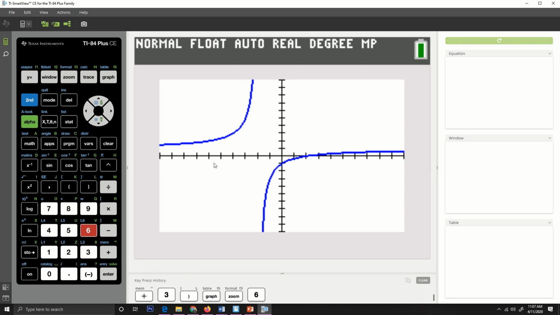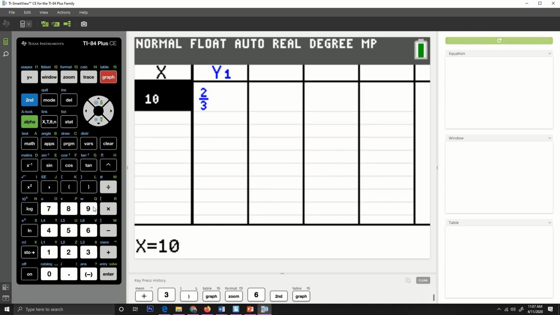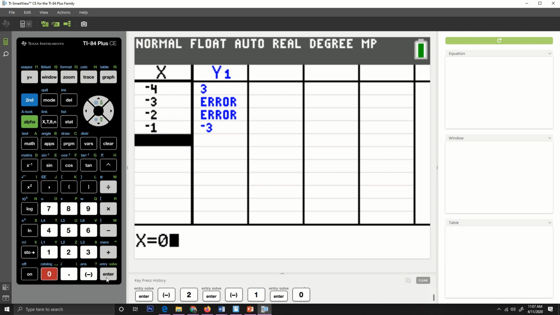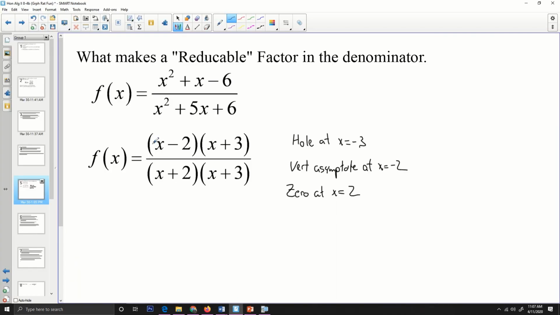All right, but to see where we're going to have that hole at x equals -3, we have to look at our table. So let's go to table here, and let's enter -4, -3, -2, -1, 0. And so at -3, because there's still a division by 0, we have an error there, and that's where the hole is going to be. And at x equals -2, we have an error because it's a division by 0, but because it's a non-reducible division by 0, it ends up giving us the vertical asymptote for that one. All right.